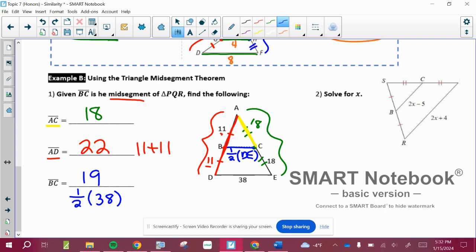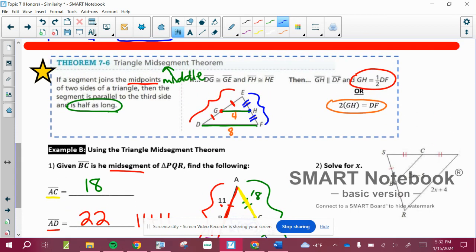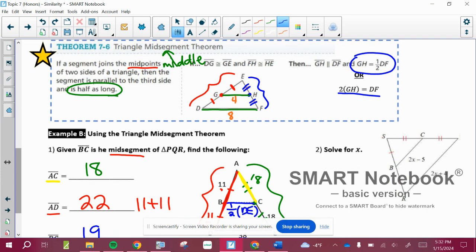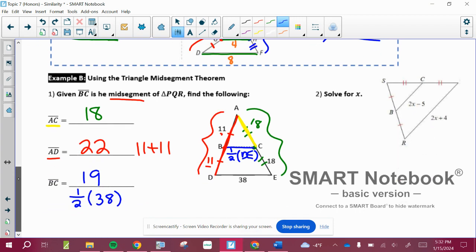Okay. Now the other example we can do is when we're using mid-segment to solve for x. So again, we can use either one of these formulas up here. I can either take half of the third side, let me just erase this really quick, I can take half of that parallel side and set it equal to the mid-segment. Or I can double the mid-segment and set it equal to the parallel side. So for me, to avoid fractions, I like sticking with this second option. Double the mid-segment and set it equal to its parallel side.